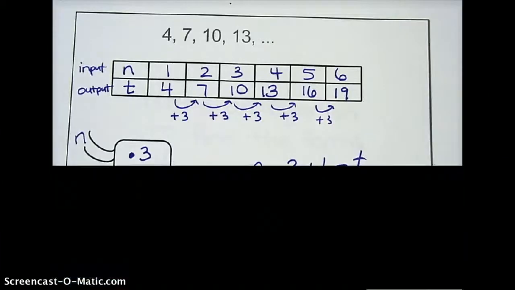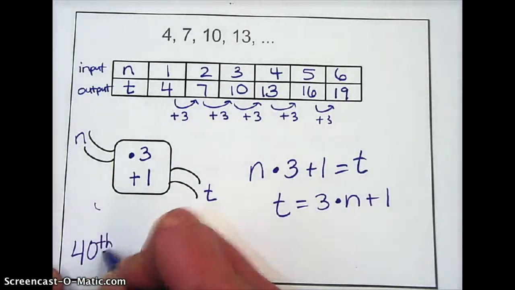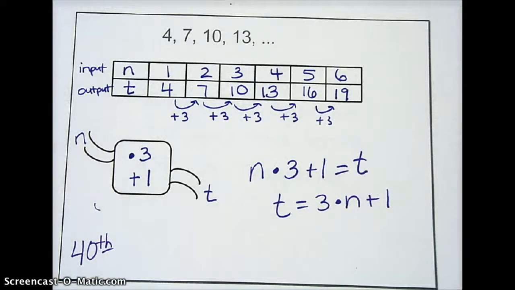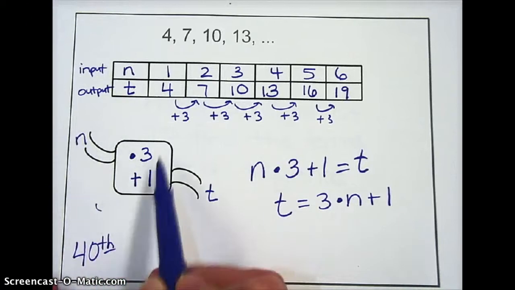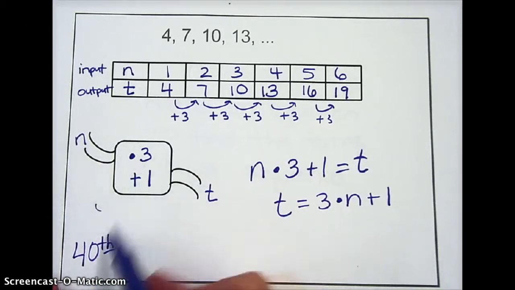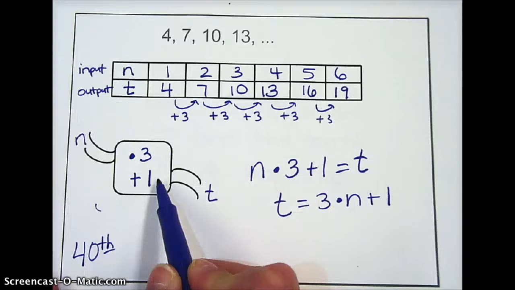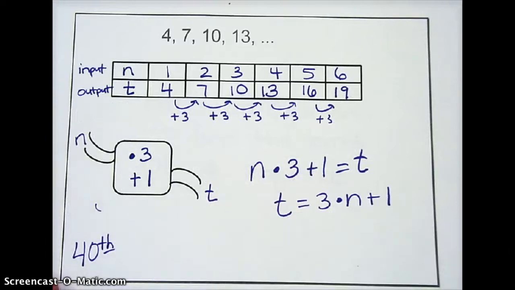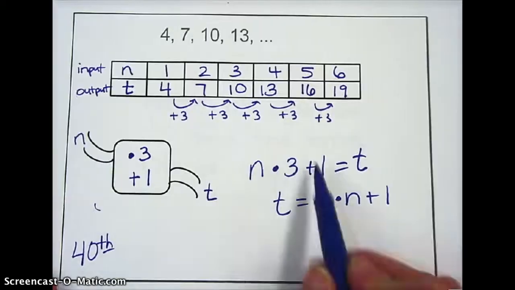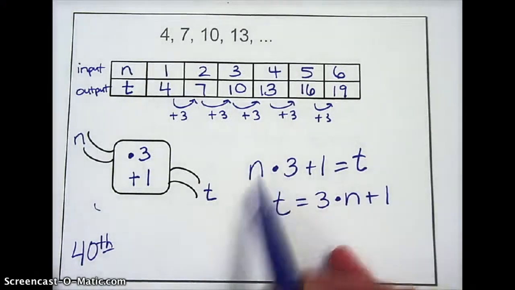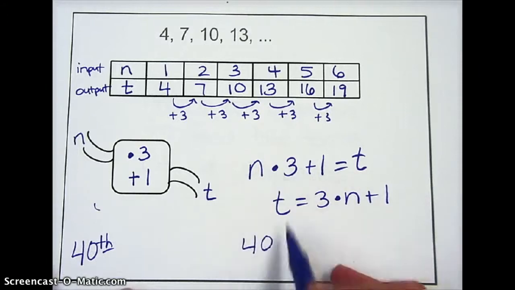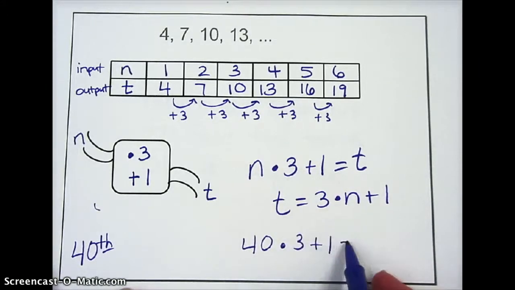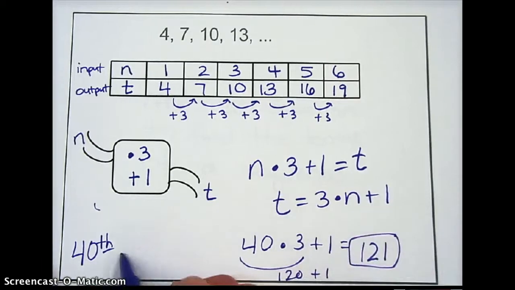So then the last part to this problem is, what in the world is the 40th term? A couple kids like to just throw 40 into our function machine here, and they go 40 times 3 plus 1. So 40 times 3 is 120 plus 1, out comes 121. Probably the best way, though, is to plug it into your equation. So you're going to substitute n for 40. So instead of n right here, you're going to have that be 40. And then you still need times 3 plus 1 equals, and again, that's 120 plus 1. 121 is my 40th term.